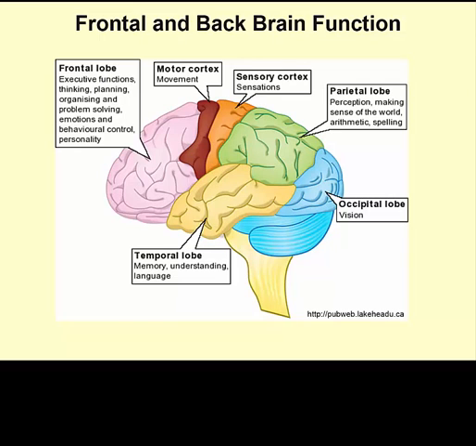Now let's divide the brain from a different perspective, from the front and the back part. The frontal part of the brain is usually associated with abstract reasoning, problem solving, decision making, attention and concentration, and behavioral control, while the motor cortex is responsible for movement, while the sensory cortex is where one experiences body sensations. The parietal lobe is responsible for perception and making sense of the world, while the occipital lobe is responsible for vision. The temporal lobe is where hearing and language and its understanding is processed.